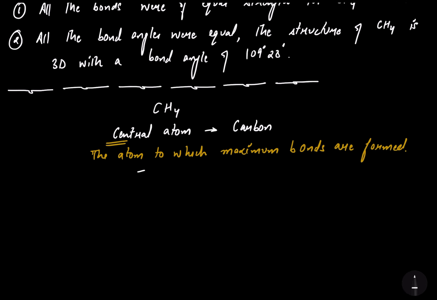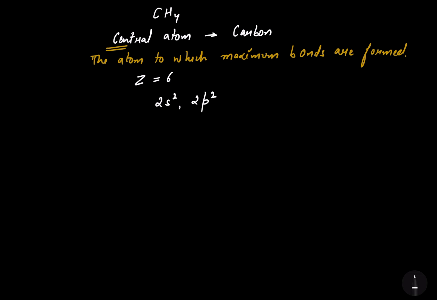What's the atomic number of carbon? It's 6. What's the valence shell electronic configuration of carbon? It's 2s2, 2p2. Now let's make this electronic configuration in the box form of orbitals. The 2s subshell has only one orbital, so I'm drawing only one box. It's 2s. The 2p subshell has three orbitals, that's 2px, 2py, and 2pz, and they are degenerate. So we are making three boxes together.